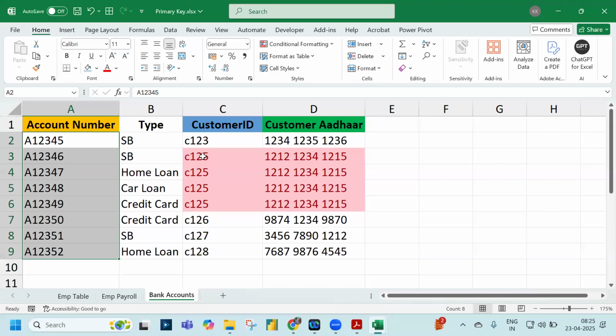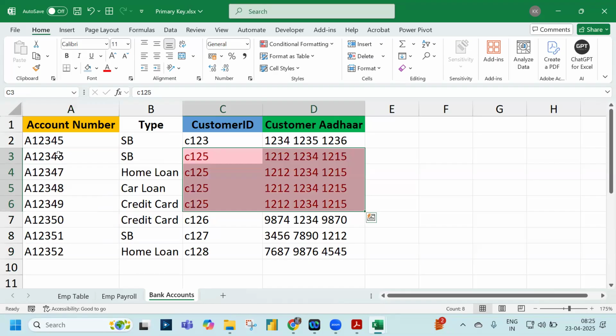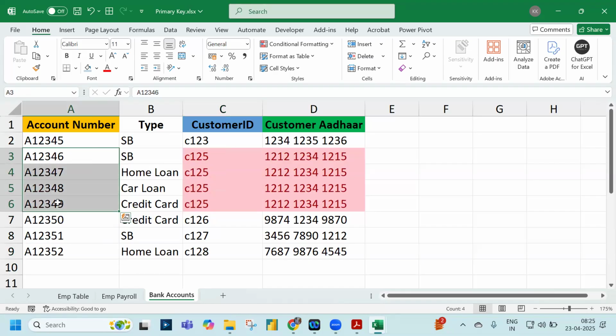So let's take a simple example. If I have one bank relationship, in which I have a customer ID C125, that customer can have a savings bank account, home loan account, car loan account, credit card account, and all those account numbers are different, but all of them are mapped under one customer ID with the same Aadhaar. One customer can have multiple relationships with the bank, different types of accounts under the same customer ID, yes or no? Yes. So account number is a primary key in this case, not the Aadhaar, not the customer ID. Now you get the point.